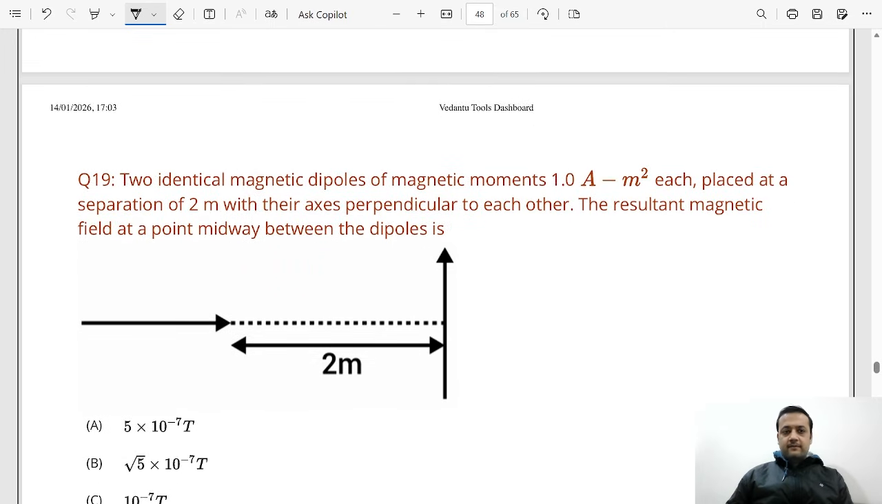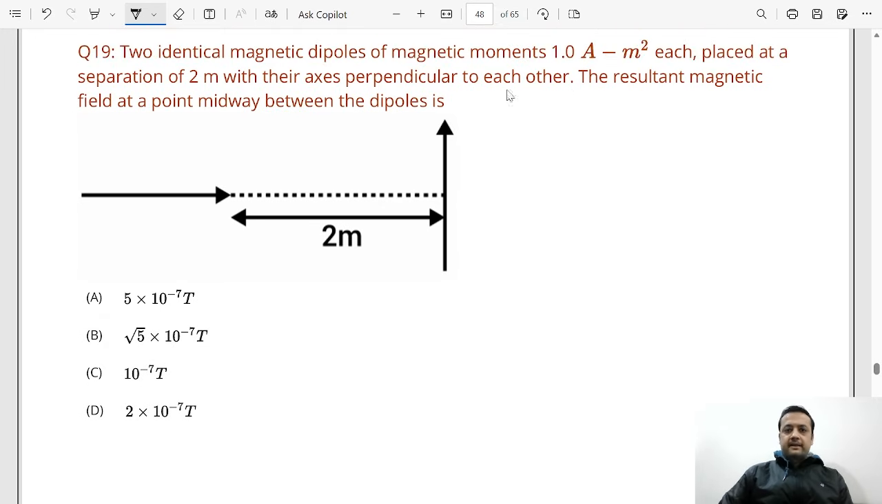Now here we have got two identical magnetic dipoles of magnetic moment 1 ampere meter square each, placed at a separation of 2 meters with their axes perpendicular to each other. The resultant magnetic field at a point midway between the dipoles. So here let us say M1 is the first dipole and M2 is the second dipole, and here is the point, let us say A, which is equidistant. This distance is 1 meter from the first dipole, and this distance is also 1 meter from the second dipole.